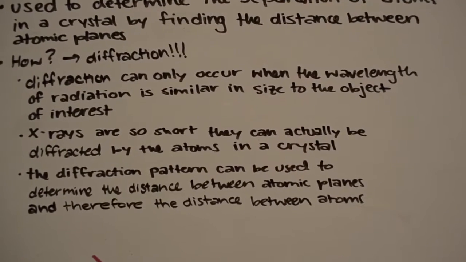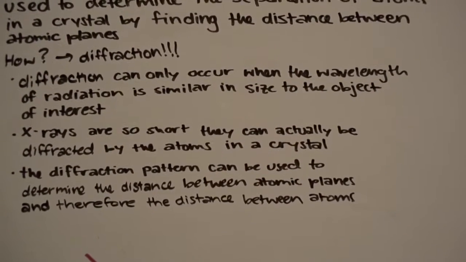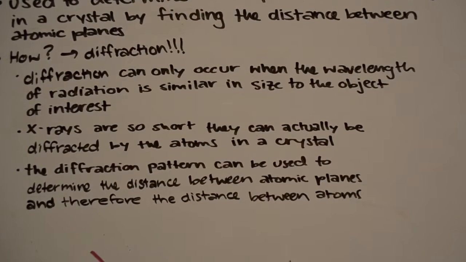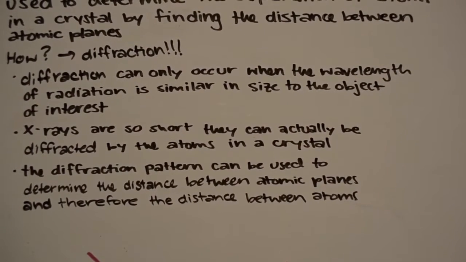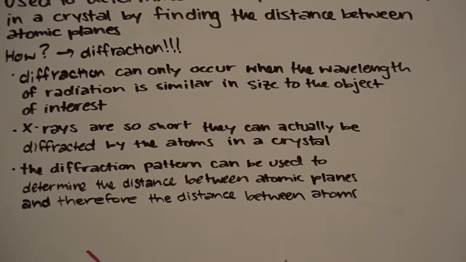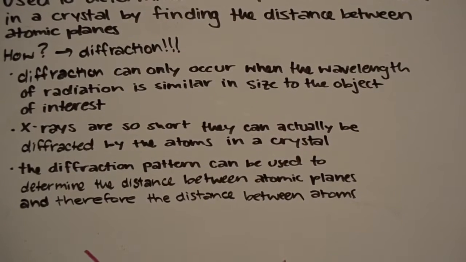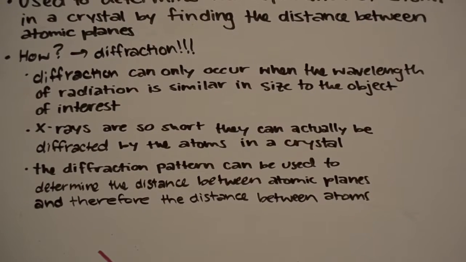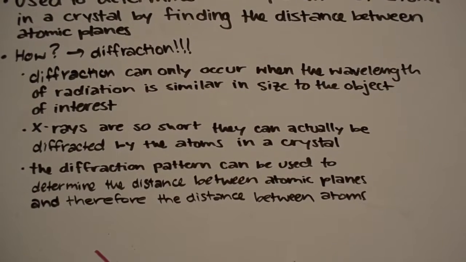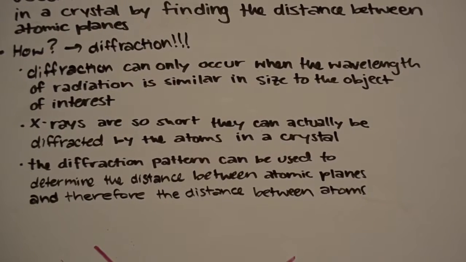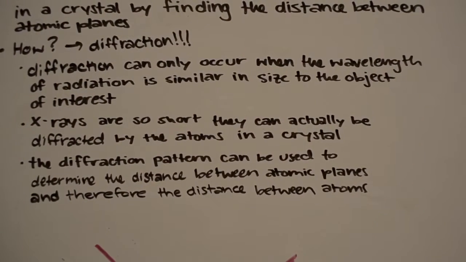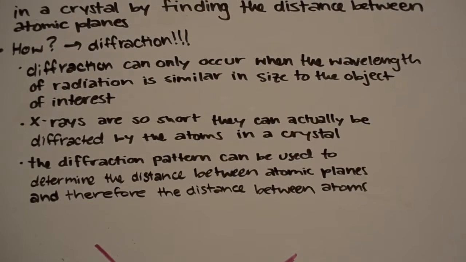Diffraction can only happen when the wavelength of radiation is about the same size as the object of interest. So because X-rays are so short in wavelength, they can actually be diffracted by the atoms in a crystal. And the diffraction patterns can be used to determine the distance between atomic planes. And if you determine the distance between atomic planes, then you can determine the distance between atoms, because they should be the same.